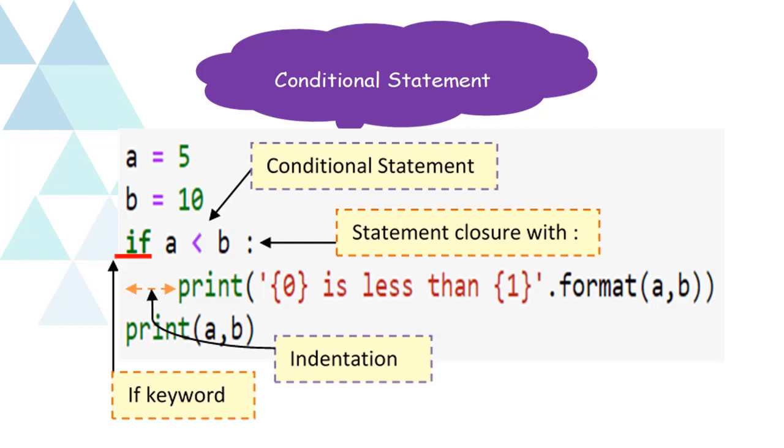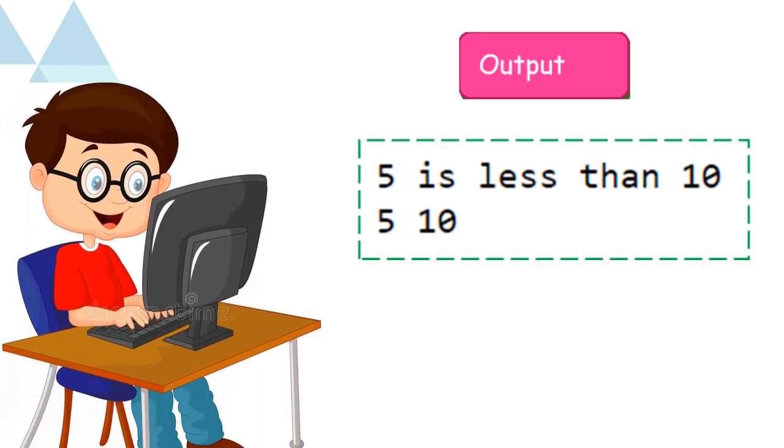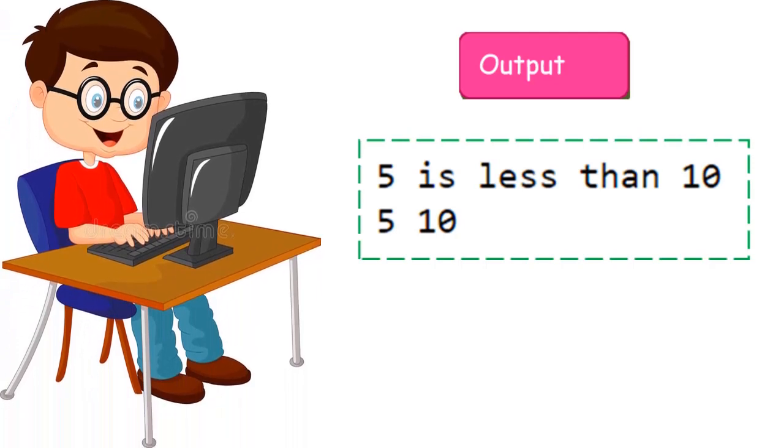Print a comma b is not in the if indentation block, so that will always be executed during the program. But the print statement inside the indentation block will execute only if the condition is true. So the output of the program is 5 less than 10, which is the statement under the if block, and the last statement, the values of a and b, which are 5 and 10, gets printed.